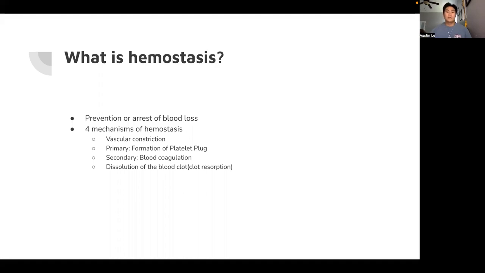Hemostasis is the prevention or arrest of blood loss. The four mechanisms we'll be talking about today are vascular constriction, primary hemostasis, the formation of the platelet plug, secondary hemostasis, which is blood coagulation, and then the dissolution of the blood clot, or the fibrinolytic system.